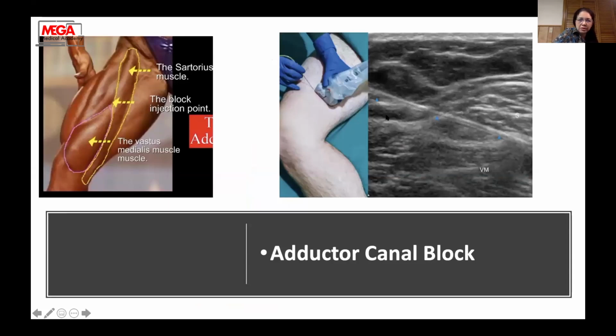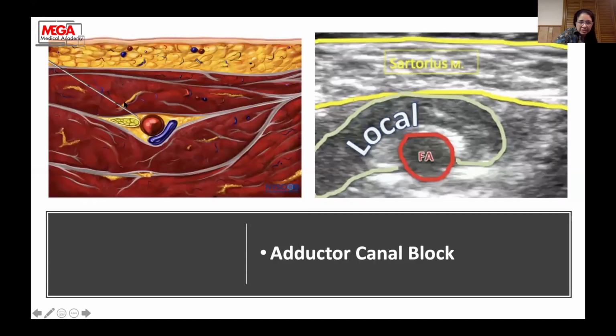So when we go down here, we target these nerves. So we look for the blood vessel here, which is the superficial femoral artery. And on top would be this muscle. This muscle is the sartorius muscle, which we see here. And this is the vastus medialis muscle. So we put our probe here. So the sartorius muscle will be directly underneath the probe.